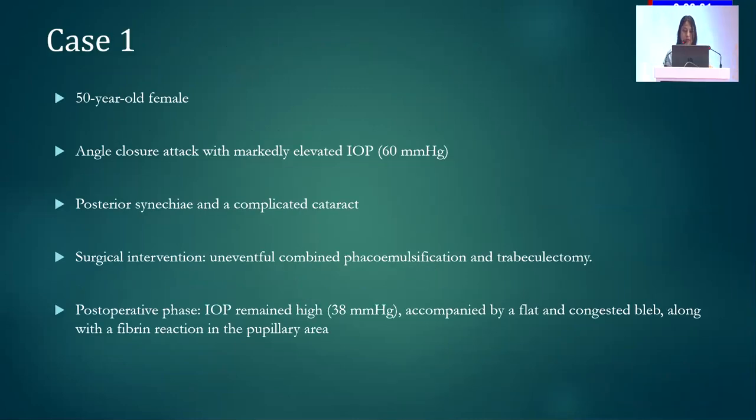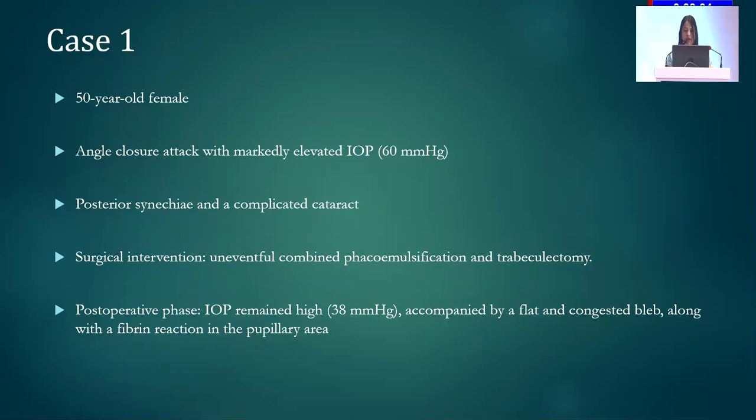massage. The patient is a 50-year-old female who presented with pain in her left eye for the last 1 month, and on examination there was angle closure and markedly elevated intraocular pressure, 60 mm of mercury. There was posterior synechia and complicated cataract. First, medical management was done to decrease intraocular pressure, and then surgical intervention was performed. The patient underwent combined phacoemulsification and trabeculectomy under mannitol cover.